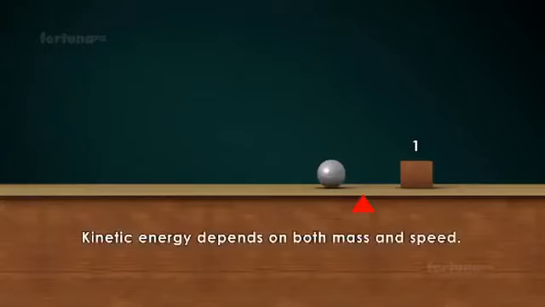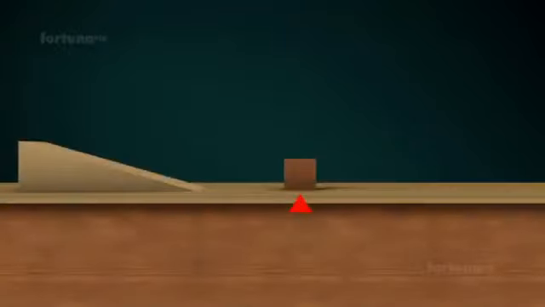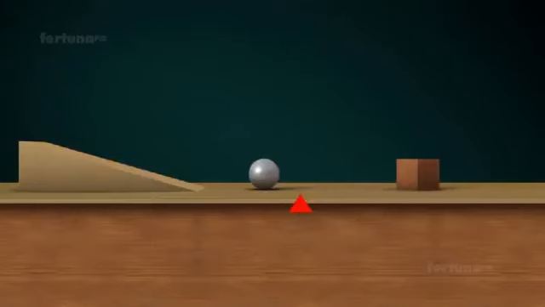An object's kinetic energy depends on both mass and speed. Let's go back to our ball. This time, we'll place the ball on an inclined plane. If we place the ball at the top of the incline and let it go, it will quickly roll down, hitting the wooden block with greater energy than before and still pushing it forward.